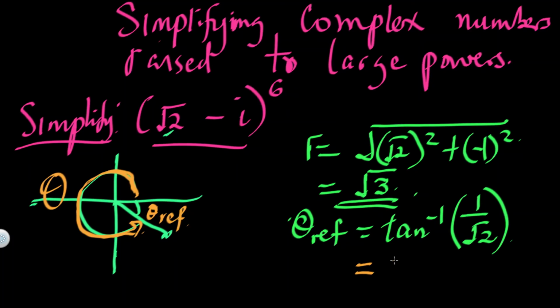35.264 degrees. But this is our theta ref. It is not the theta, the argument itself. We know that the argument itself is more than 270 degrees, but it is less than 360 degrees. So we're going to say 360 degrees minus the answer here, then we get our theta. All right, let me continue.